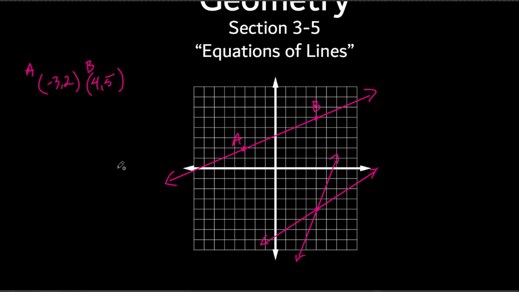Now, I could put another point in here and it still be on the line. For instance, maybe right there. That would be a point on a line, wouldn't it? How many points are actually on this line right here?